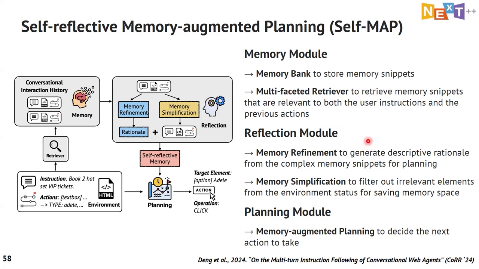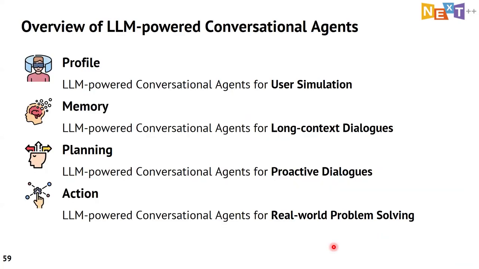And there will be a reflection module containing two functions. The first function is memory refinement, which aims to generate descriptive rationale from the complex memory snippets for planning, and also memory simplification, which aims to filter out irrelevant elements from the environment status to save memory space. And the last module will be the planning module, and we will incorporate the memory to decide the next action to take for handling this kind of conversational web navigation problem. So that's all for my part about the LLM-powered conversational agents.